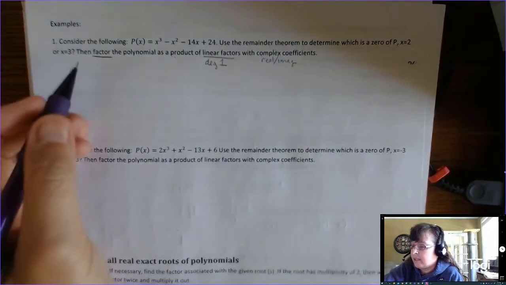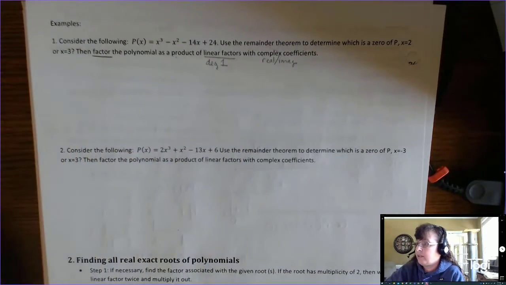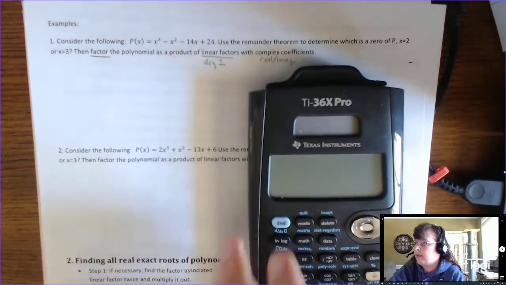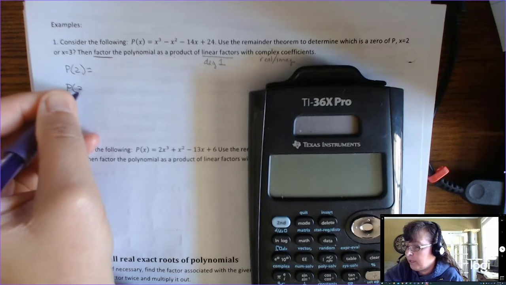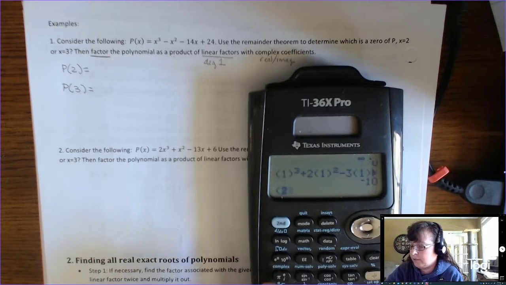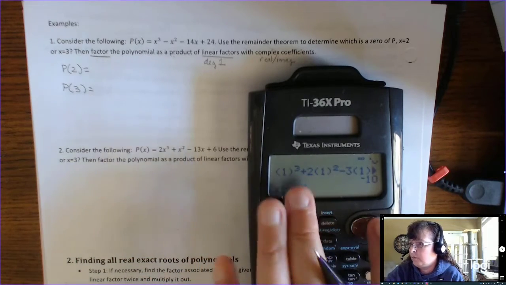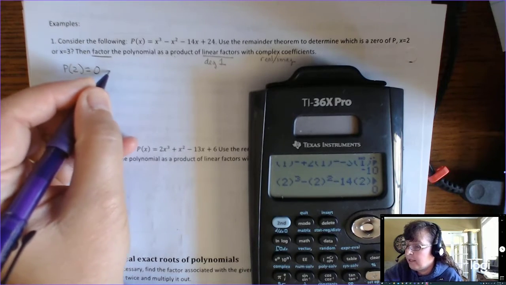All right, but let's take this one step at a time. It says use the remainder theorem, which isn't a bad idea. It's a quick way to go. Remember, you can plug these numbers in. So all we have to do to check is figure out what p of 2 is and what p of 3 is. So I'm going to plug 2 in first: parentheses 2 cubed minus parentheses 2 squared minus 14 parentheses 2 plus 24. And when I hit enter, that's going to give me the remainder. Ooh, and the remainder is 0.